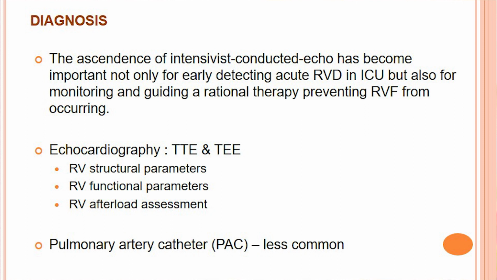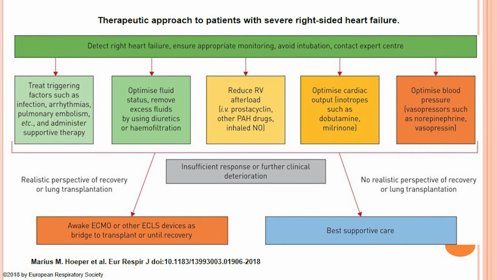So once we have diagnosed, how to manage such patients? It is a tabular and systematic approach. You have to treat the triggering factors such as infection, arrhythmias, PE. You have to optimize the fluid status. You need to reduce the RV afterload with pulmonary vasodilators. You need to optimize the cardiac output with inotropic support, and optimize the blood pressure with vasopressors.